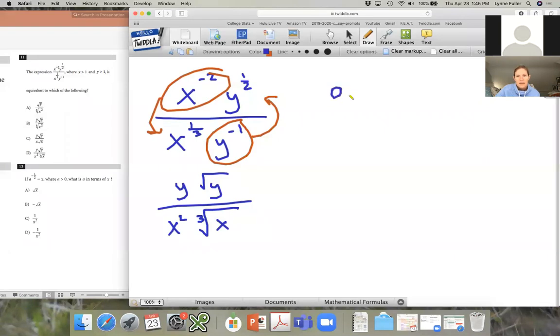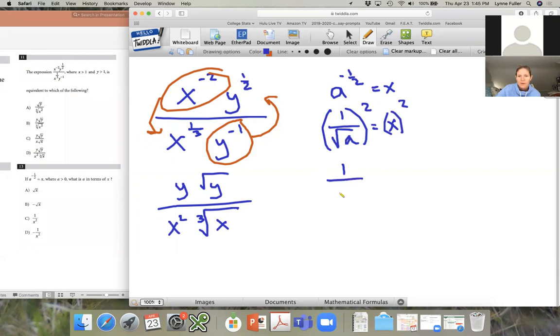Number 13 here, a to the negative 1/2 equals x. What is a in terms of x? We want to get a all by itself. Well, we know that 1 over the square root of a, first of all, it makes it positive, equals x. And what's the opposite of a square root? Square it. And whatever we do to one side, we're going to do to the other. So that would be 1 over a equals x squared.